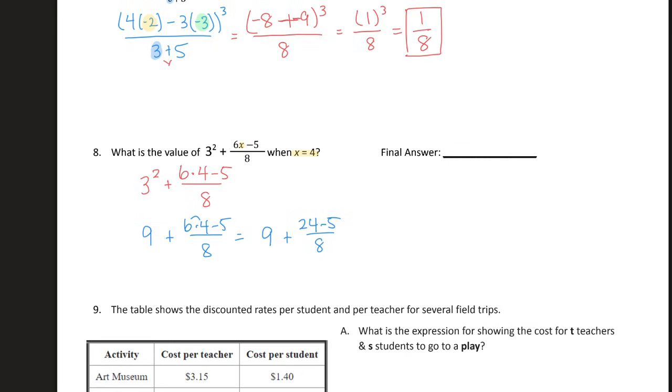Then I'm going to do 24 minus 5, which is going to be 19. So it's going to be 9 plus 19 minus 5/8. Or sorry, 19/8. And then from here, we can divide 19 divided by 8. So it's going to be 9 plus 2.375. And now we can go ahead and add 9 plus 2.375 is going to be 11.375.